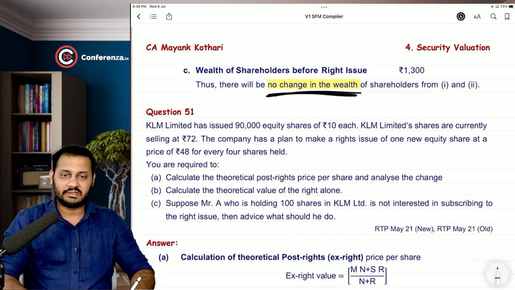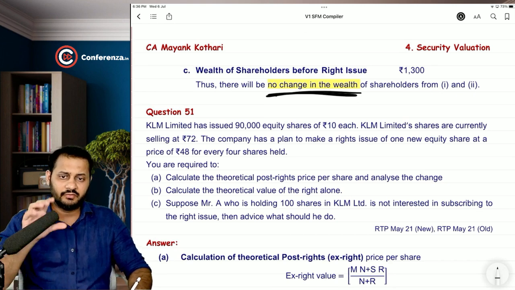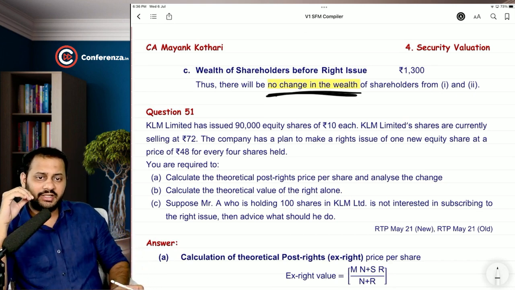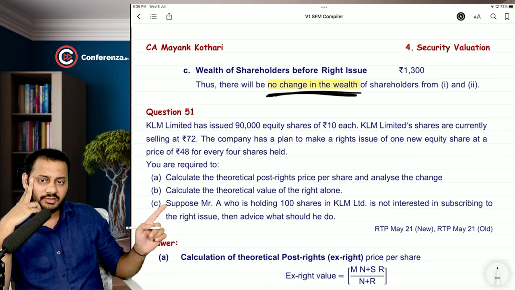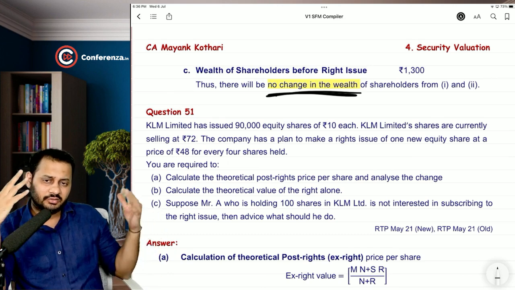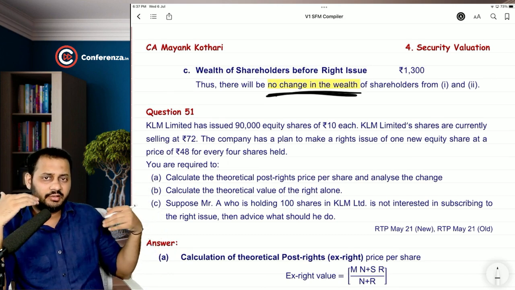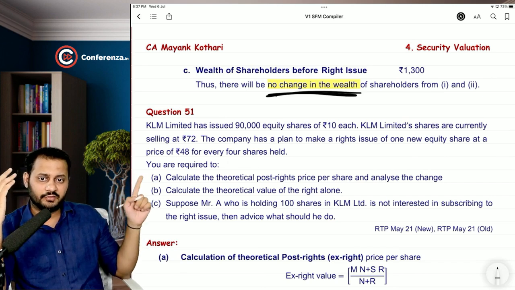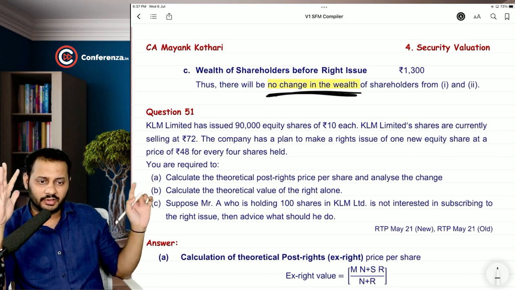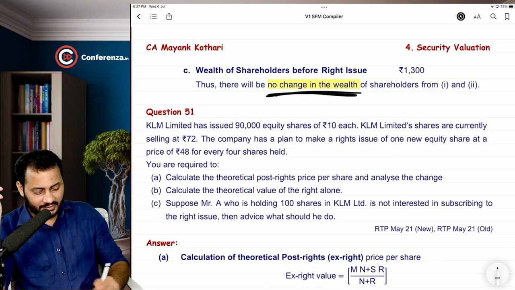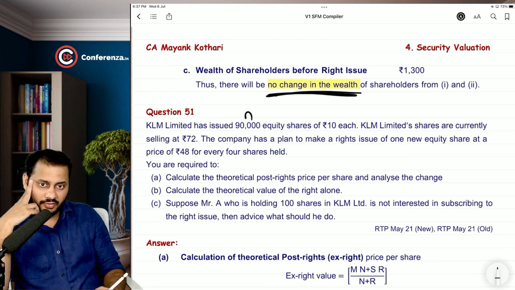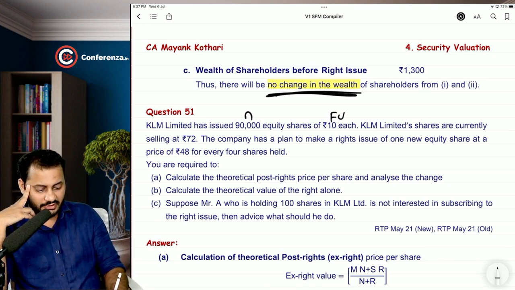It was very easy. Okay, let's come down to the next question, question number 51. Question number 51 is also simple. The only thing that is different is this third part. So let's just read it and we will complete it quickly. The first two parts will be the formula thing only. So it has issued 90,000 equity shares. This will be N for us. Of rupees 10 each, this will be face value. Current price is 72, which is P0.